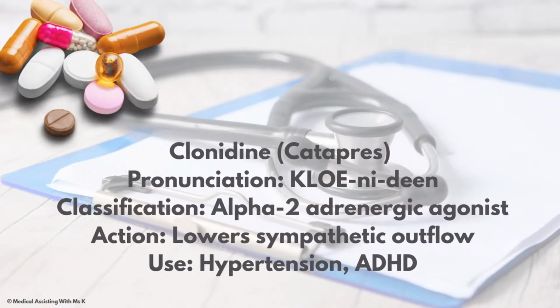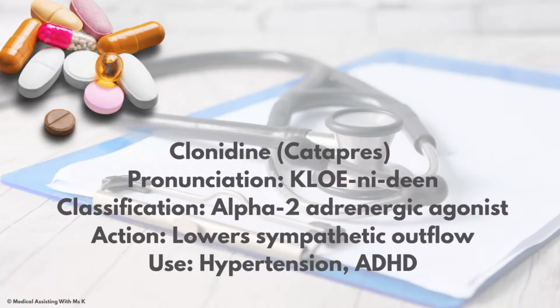Catapres, next medication, the generic is clonidine. The classification is alpha-2 adrenergic agonist. The action is it lowers sympathetic outflow, or some of the activity of the sympathetic nervous system, okay, and is used for hypertension and ADHD.